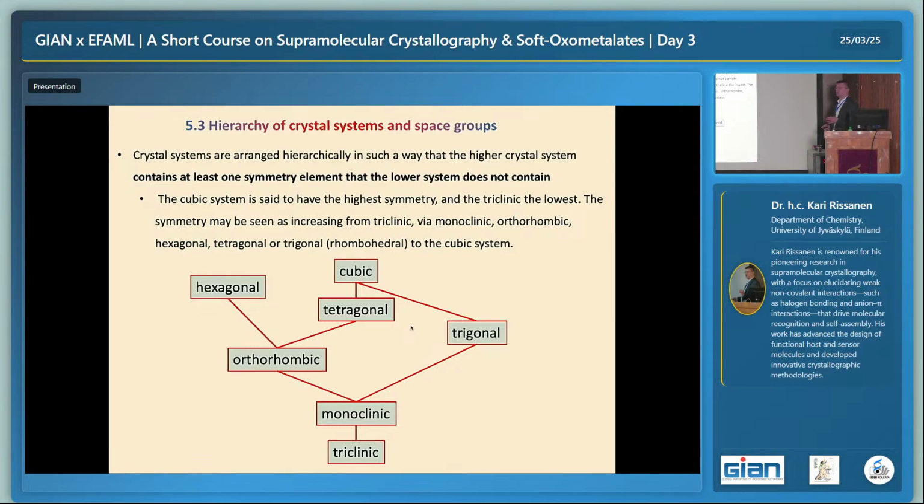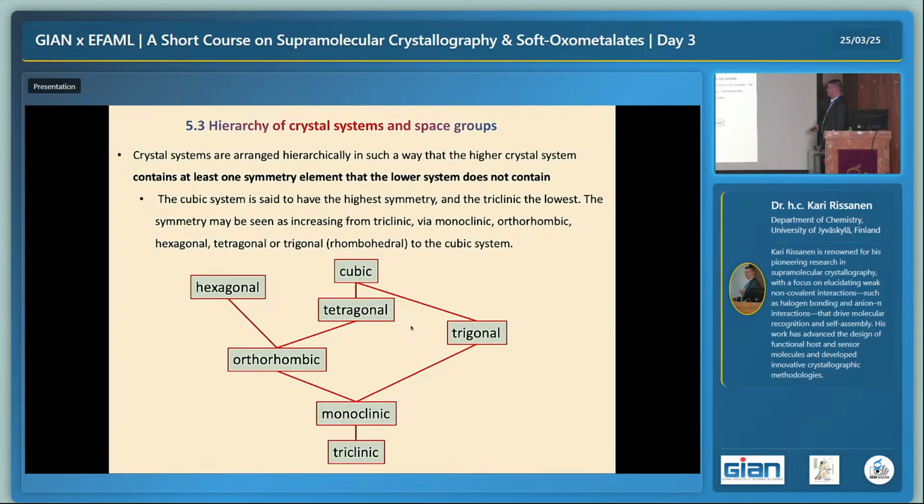So now when you take all this into account and start looking at the total picture, we can build up a hierarchy of crystal systems, and then the space group. The space group is just a name for the individual symmetries in a given crystal system. And we had 14 of these. Now we develop what we can have there. So the crystal systems are arranged hierarchically. The higher crystal system contains at least one symmetry element that the lower doesn't contain. So we go like this.